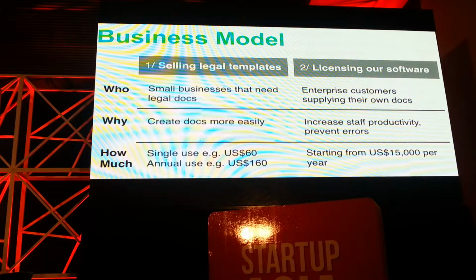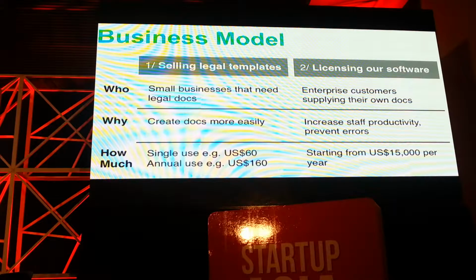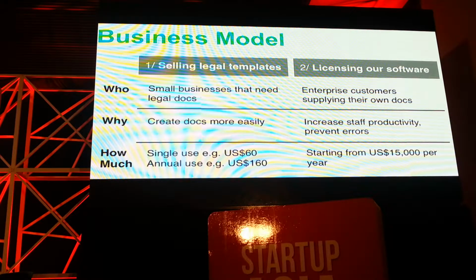Now, this brings me to how exactly do we make money? We have 2 revenue streams, and the first of which is selling documents to these businesses. You can either go through a single use, or you can buy an annual subscription. Another use case is for enterprise deployment of our software. Certain corporates like our software so much because they're going to supply their own documents, and it's going to help them with their own staff to prevent errors and create documents a lot more efficiently. And the price point for this is significantly higher.